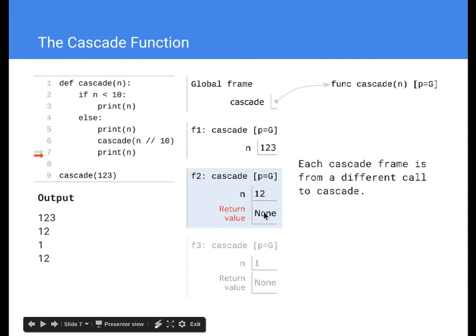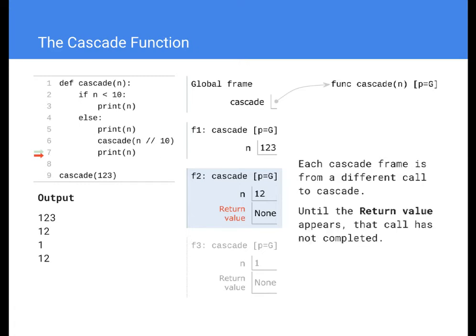Each cascade frame is from a different call to cascade. We know that because we give it different arguments, and we're invoking a new call expression. We're making a new function call. Until the return value appears, that call has not completed. So the thing I want you to notice is that we went all the way down to cascade of 1. We went down this really long chain of calls, did all this work, and didn't come back until we finished one of those recursive calls.